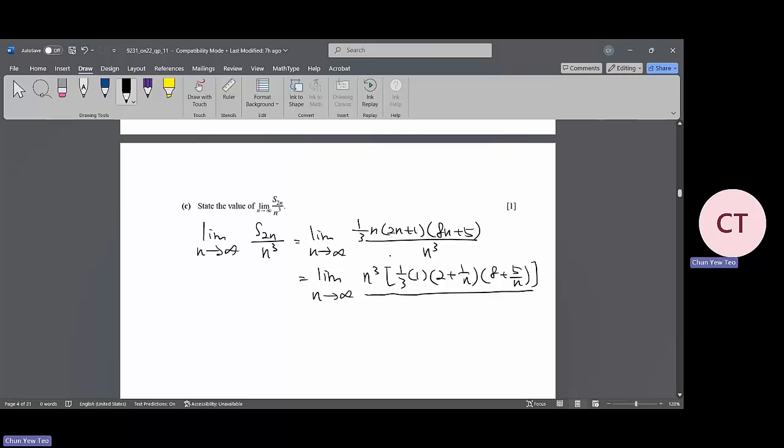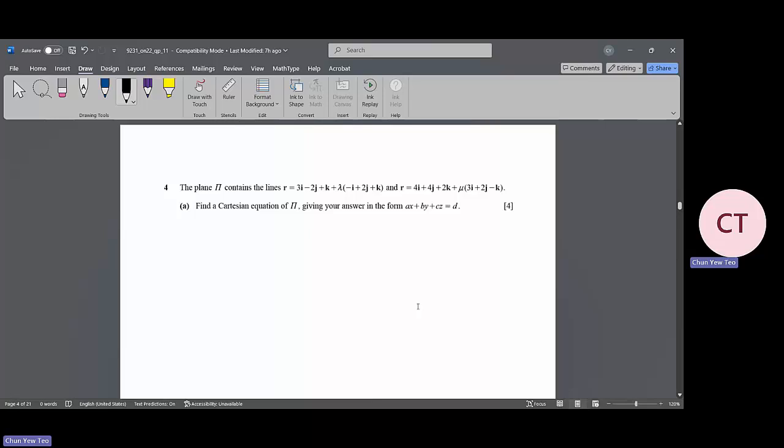You factorize n cube. Every bracket you take the n out, so in total you have n cube. Divided by n cube, cancel it. So when n approaches infinity, you will get 1 over 3 multiplied by 1, 2 plus 0, and 8 plus 0. You get this answer as 16 over 3. Done. This will be the answer for question 3C. And moving on, we have question number 4.